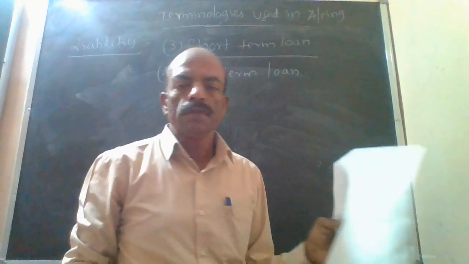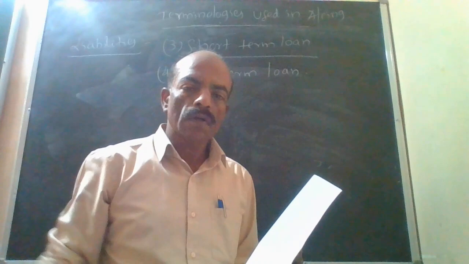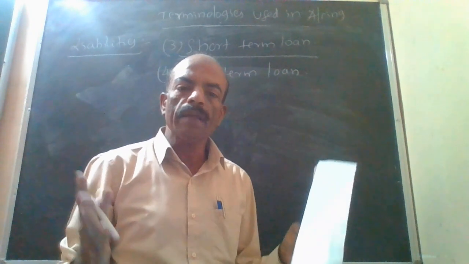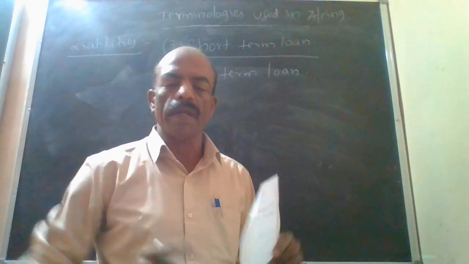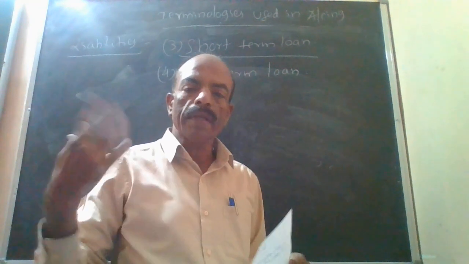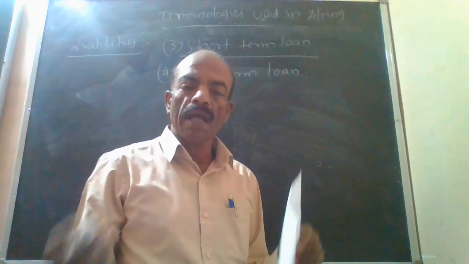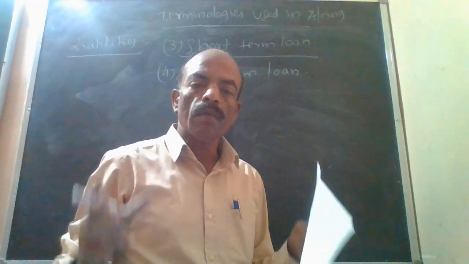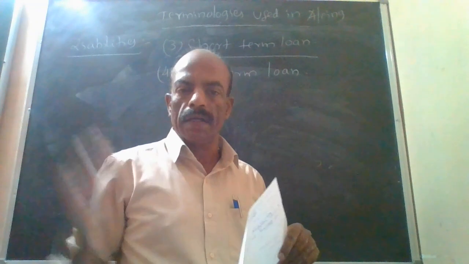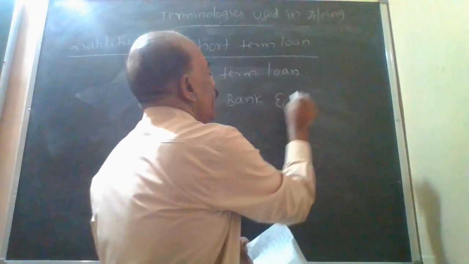Long-term loan means a loan which is required to be repaid in 5 years or more than 5 years, that agreement made between bank and borrower. Borrower means the person who took the loan and the banker. So that's the agreement between the bank and borrowers.